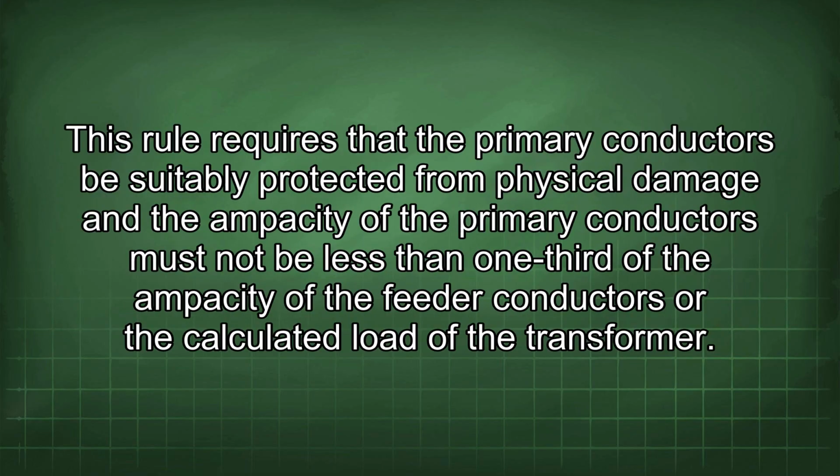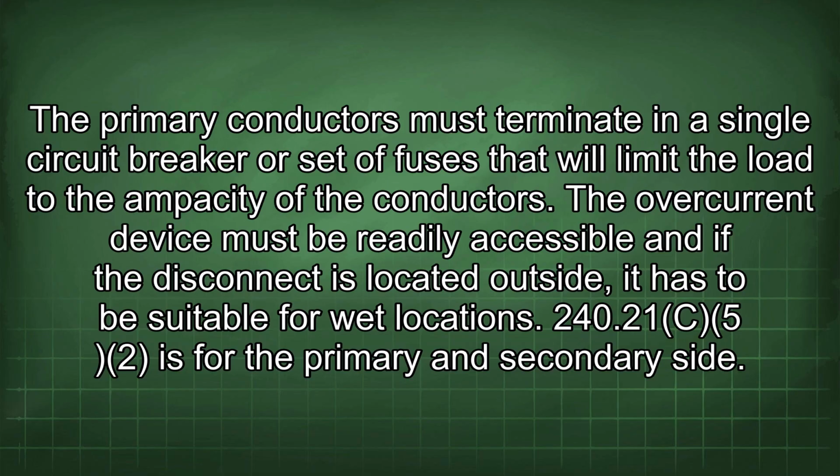This rule requires that the primary conductors be suitably protected from physical damage, and the ampacity of the primary conductors must not be less than 1/3 of the ampacity of the feeder conductors or the calculated load of the transformer. The primary conductors must terminate in a single circuit breaker or set of fuses that will limit the load to the ampacity of the conductors. The overcurrent device must be readily accessible, and if the disconnect is located outside, it has to be suitable for wet locations.